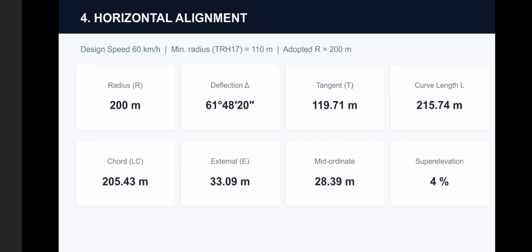For the horizontal alignment, my radius is 200 and my deflection is 61. The chosen design speed, as mentioned before, is 60 kilometers per hour. The minimum radius, according to TRH17, is 110. However, we adopted the 200-meter radius. The tangent length, curve length, chord length, external distance, and mid-ordinate, as well as the super elevation, were all calculated.